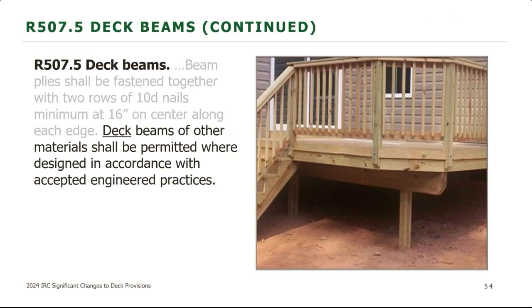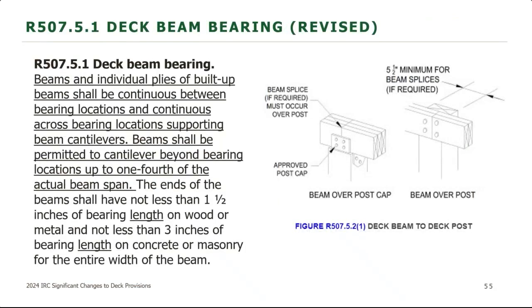Now some information from R507.5 was slid down here into R507.5.1. So this looks like it changed quite a bit, but actually a lot of this language was in other sections of the code and just brought out here or slightly reworded. So R507.5.1 talks about beams and individual plies of built-up beams shall be continuous between bearing locations and continuous across bearing locations supporting the beam and continuous across bearing locations supporting the beam cantilevers.